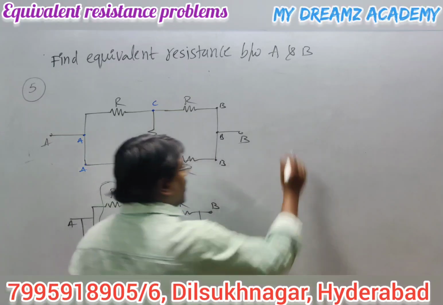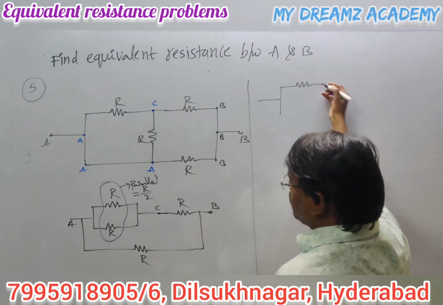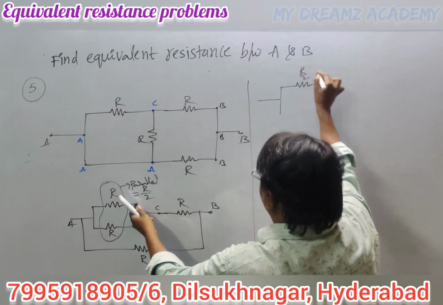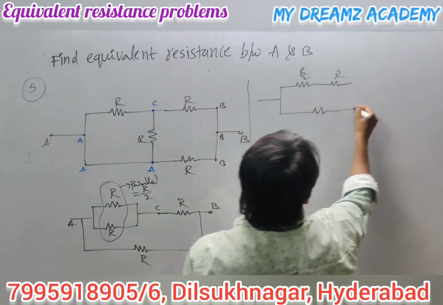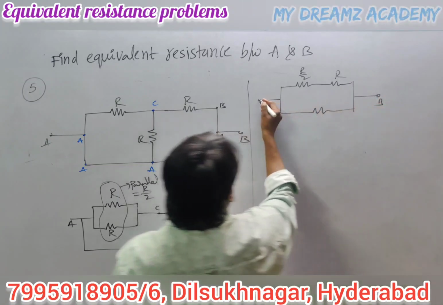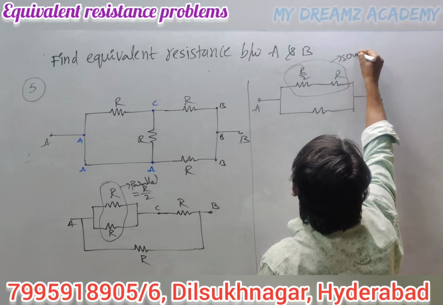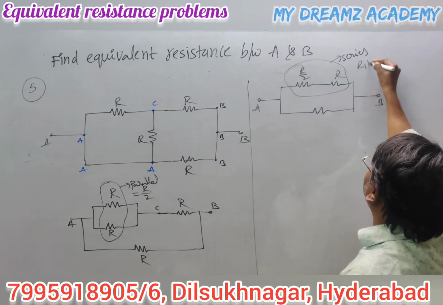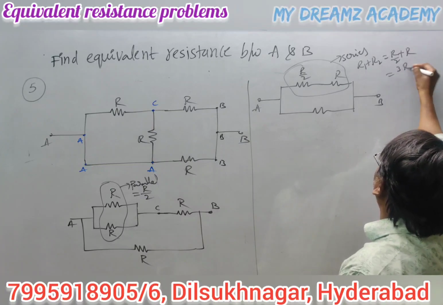Okay, so if you draw the equivalent circuit, now this value is R by 2 and this is R. Okay, now this is also R, right? Now this B terminal A. These two are connected in series. What is the equivalent resistance? R1 plus R2, that is R by 2 plus R, that value is 3R by 2.